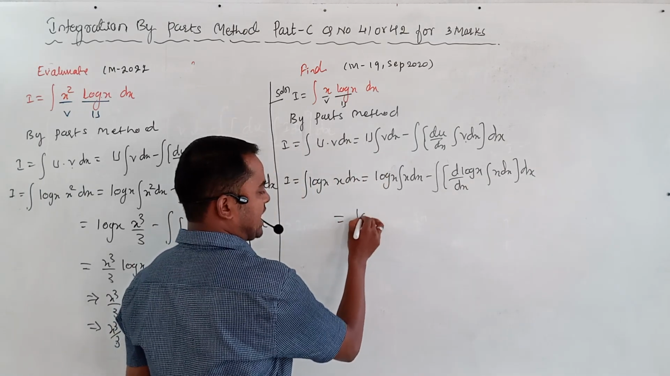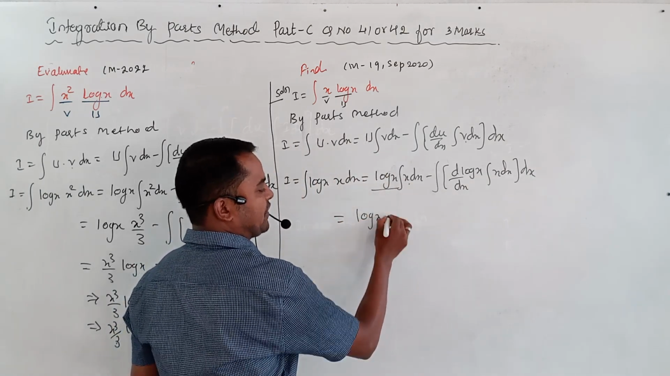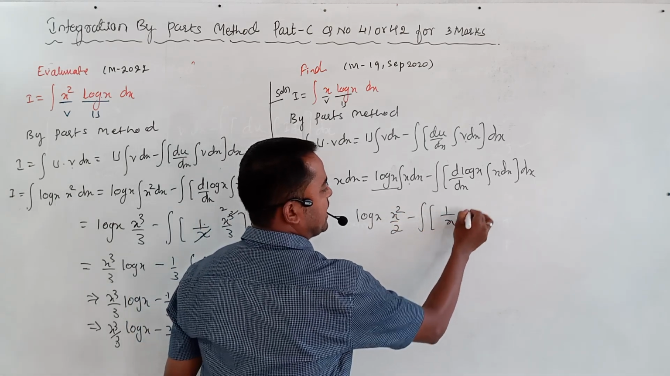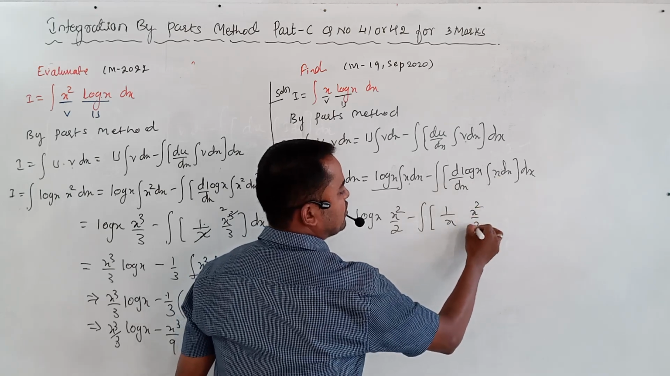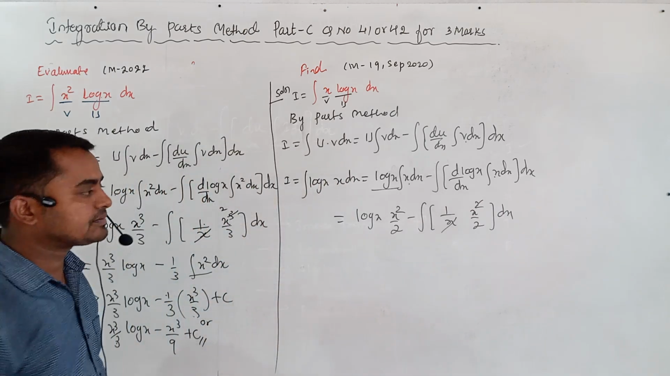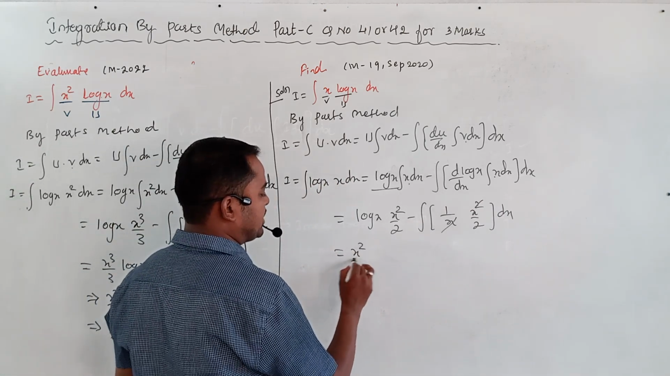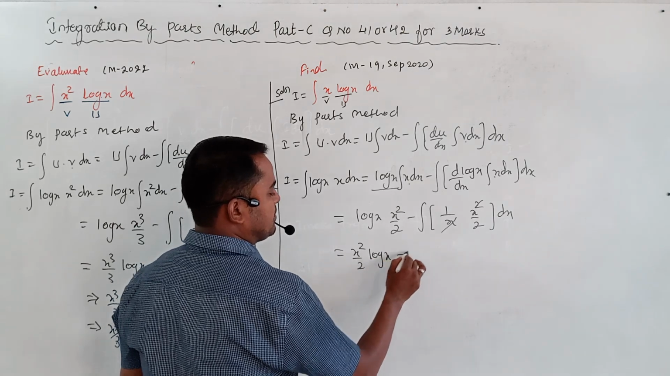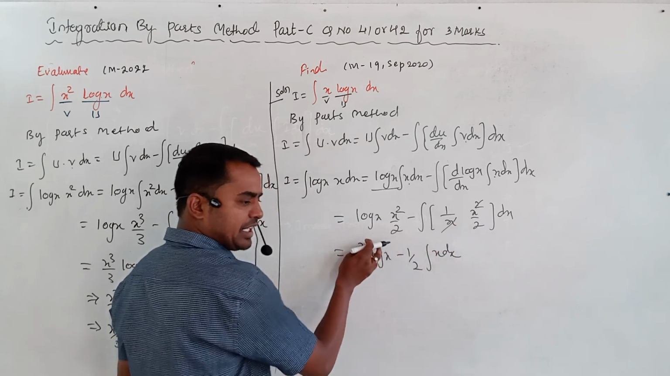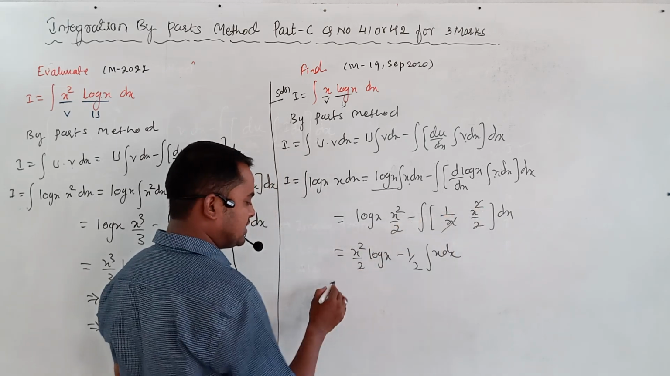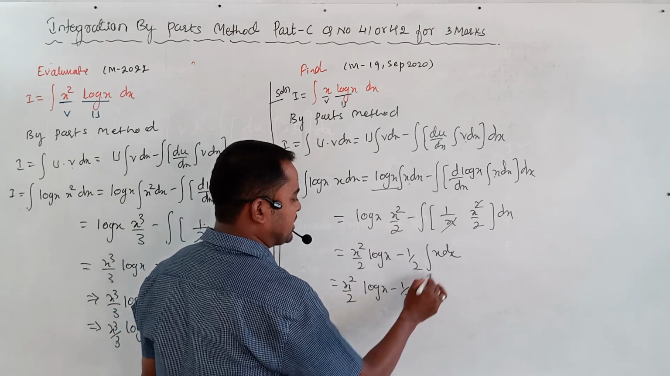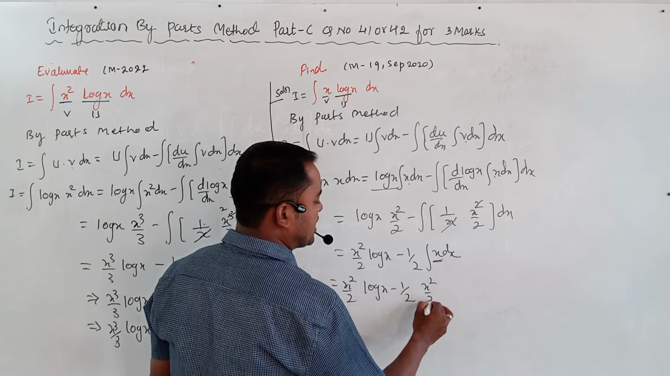Now this is log x as it is. Integration of x is x square by 2, minus the derivative of log x which is 1 by x, into integration of x which is x square by 2, dx. This x gets cancelled. Now x square by 2 log x minus 1 by 2 integration of x dx. Take this 2 outside, 1 into x, and x square by 2 log x minus 1 by 2, integration of x is x square by 2 plus c.